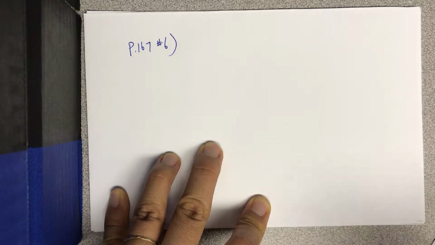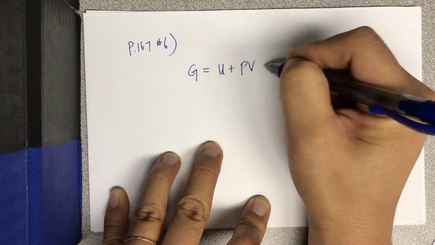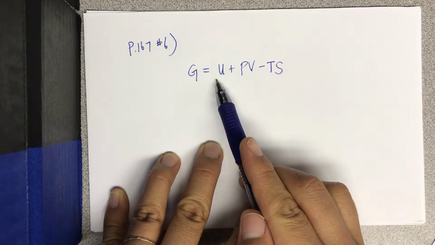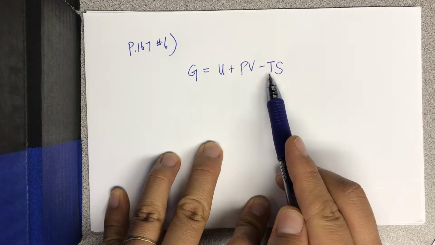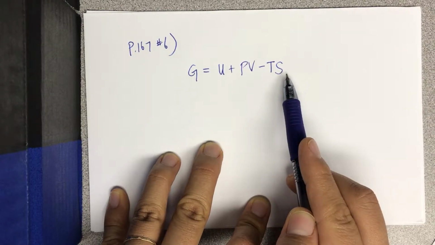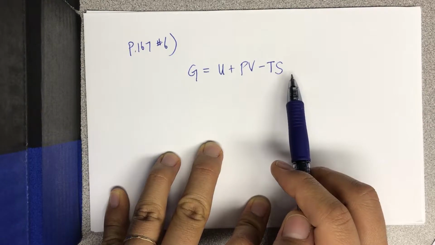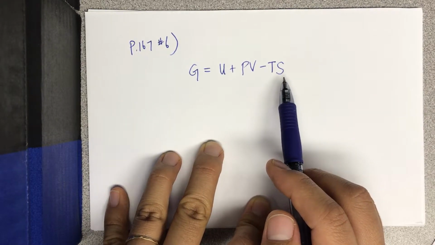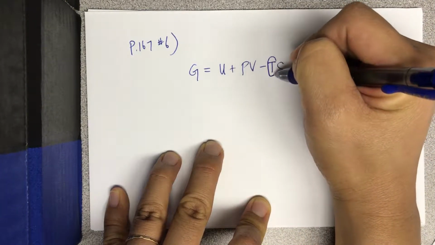It says the equation G equals U plus PV minus TS illustrates how internal energy U, pressure P, volume V, temperature T, and entropy S are all used to determine Gibbs free energy. Which of the following expressions best describes how to find the absolute temperature T? That's what they want us to find. They want us to find what is T.